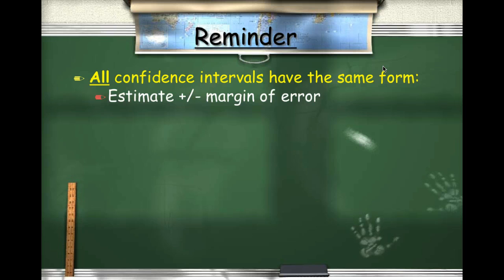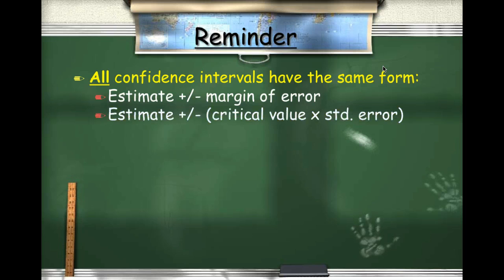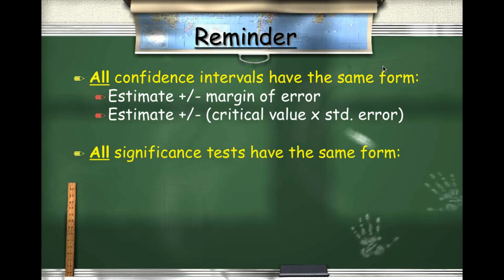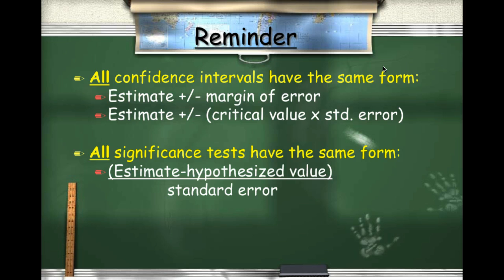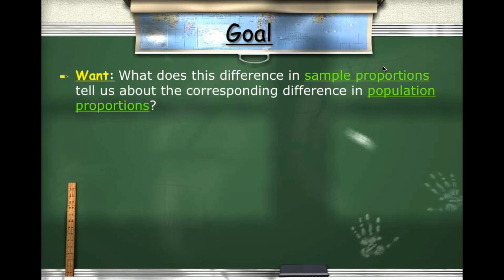Remember, all confidence intervals have the same general form, and this is on your formula sheet: estimate plus or minus critical value times the standard deviation. And all significance tests have the same form: estimate minus the hypothesized value over the standard error, standard deviation. Remember, the hypothesized value is your null hypothesis that you believe to be true until you're proven wrong.